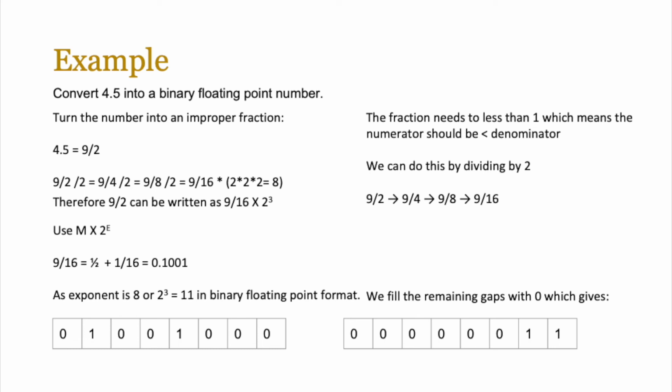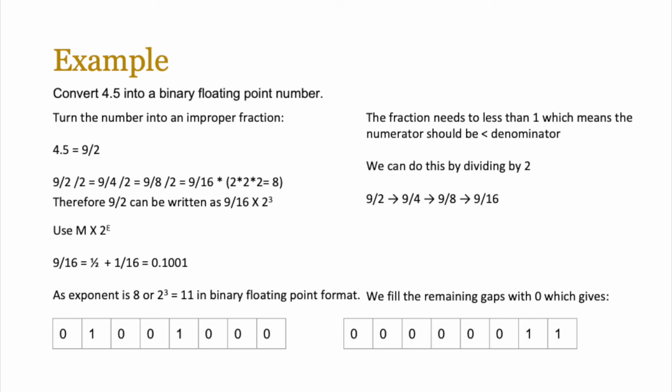So the idea is that as long as you can get to a decent enough exponent and a decimal equivalent mantissa, you're pretty much okay. So in this particular case, let's just do it about 3 times. So 2 times 2 times 2 is basically 8. Therefore, 9 over 2 can be written as 9 divided by 16 times 2 to the power of 3. And then if we use m times 2 to the power of e, we can then simplify 9 over 16, which is the same as a half plus 1 over 16.